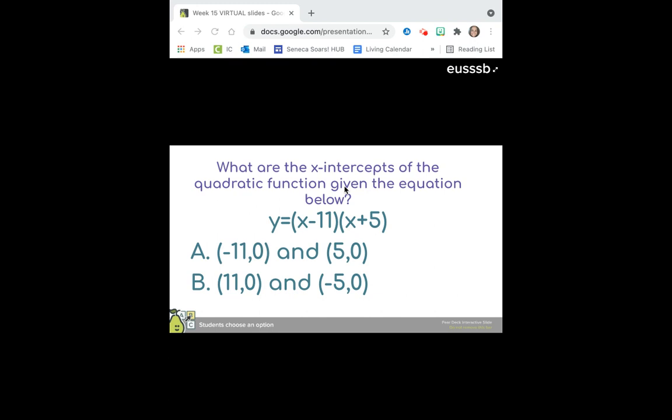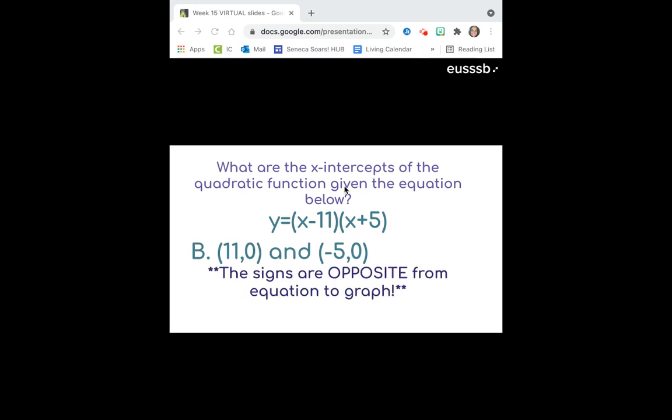All right, great job. The correct answer is B. So we're going to take those signs and flip them. So we're actually going to have x-intercepts at positive 11 and negative 5. Are there any questions right now about what we're doing here so far?